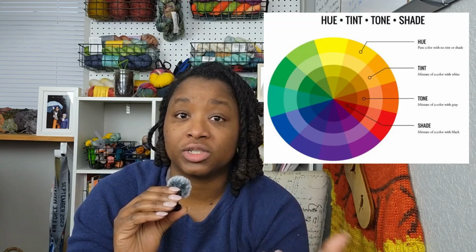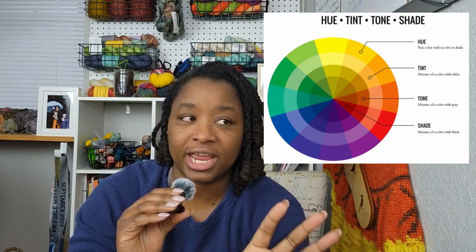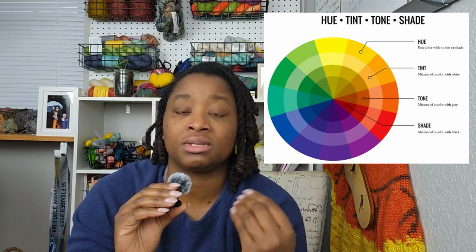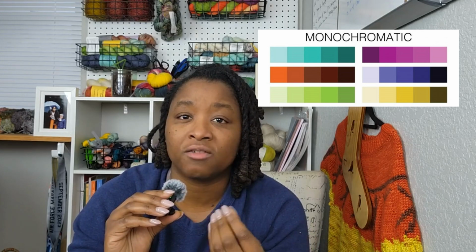Finally, we have monochromatic colors. This approach uses different shades, tones, and tints of the same color. For example, we could pair light blue, medium blue, and navy blue together to create a not too in-your-face color palette. This is great for modern minimalist designs, allowing textures and stitch definition to take center stage.